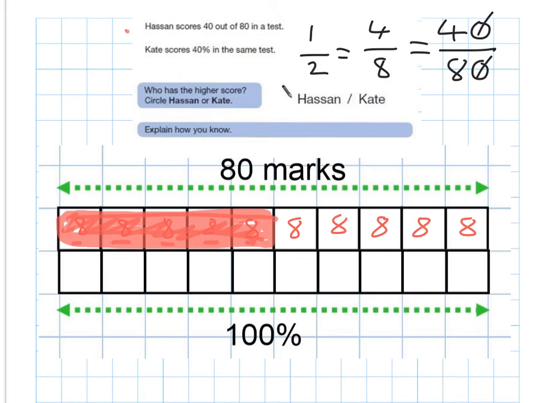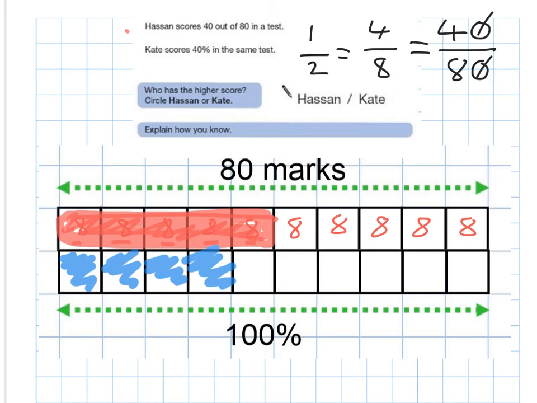There. Now we look at Kate underneath. She's got 40% in the same test. Now here we've got 100% at the bottom. It's been divided into 10 pieces, so each piece is worth 10%. So we've got 10, 20, 30, 40. So as you can see, Hassan has quite clearly scored more on the same test.